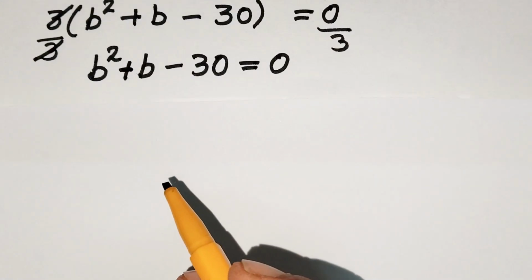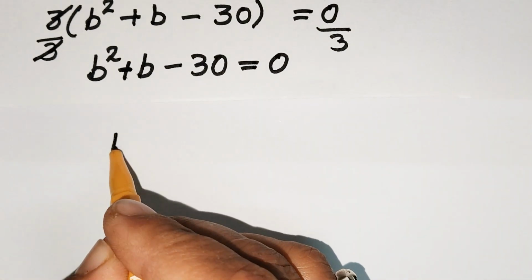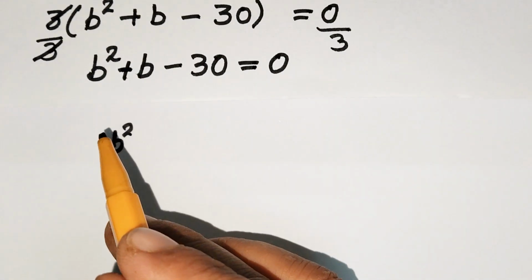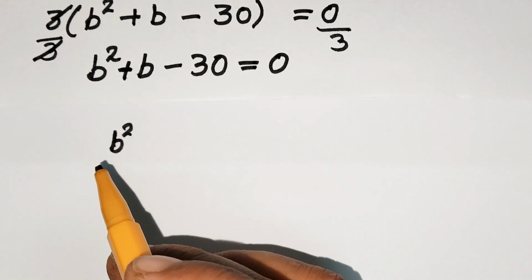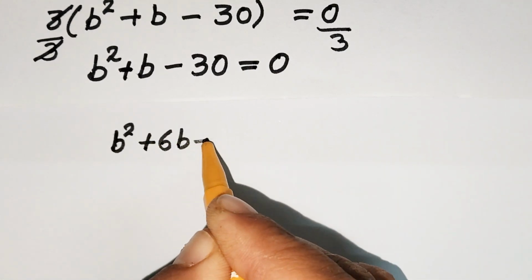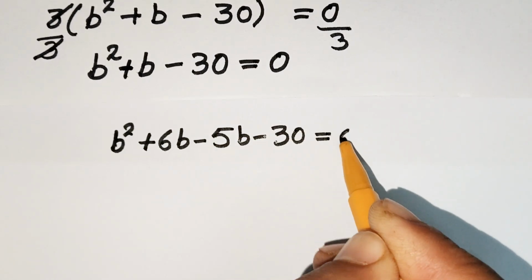So now we have to factorize this, as it is a nice quadratic equation. By using the factorization method, here 30 times 1 is 30 and 6 times 5 is also 30. So we write plus 6b and minus 5b minus 30 is equal to 0.